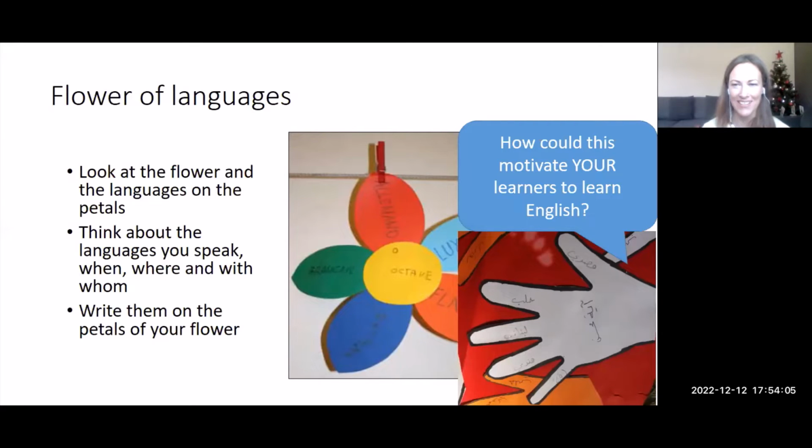So Pooh just put some examples of what might be on, maybe that's for your hand or flower of languages, Pooja. Oh, would your students be similar? Yes. And it is, Rashmi, it is designed to celebrate multilingualism.